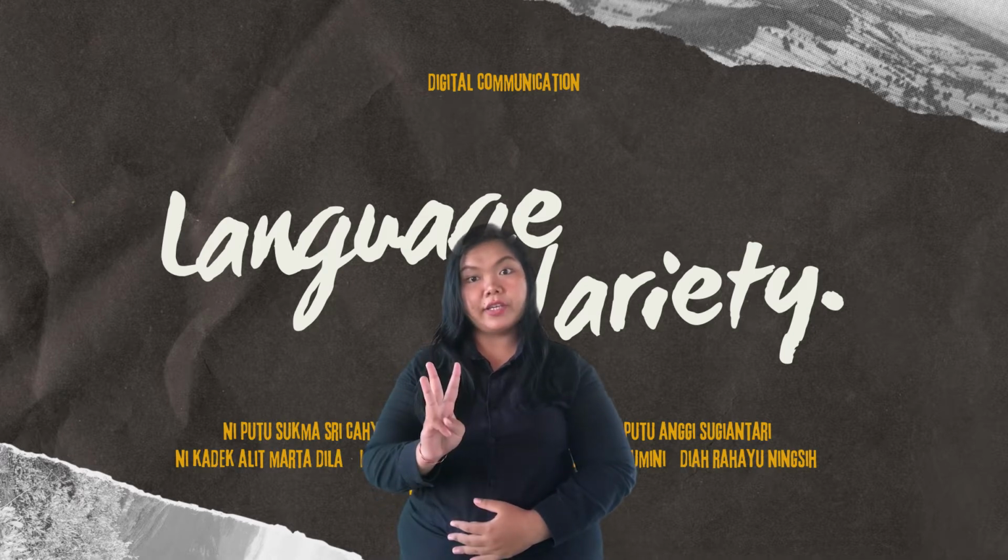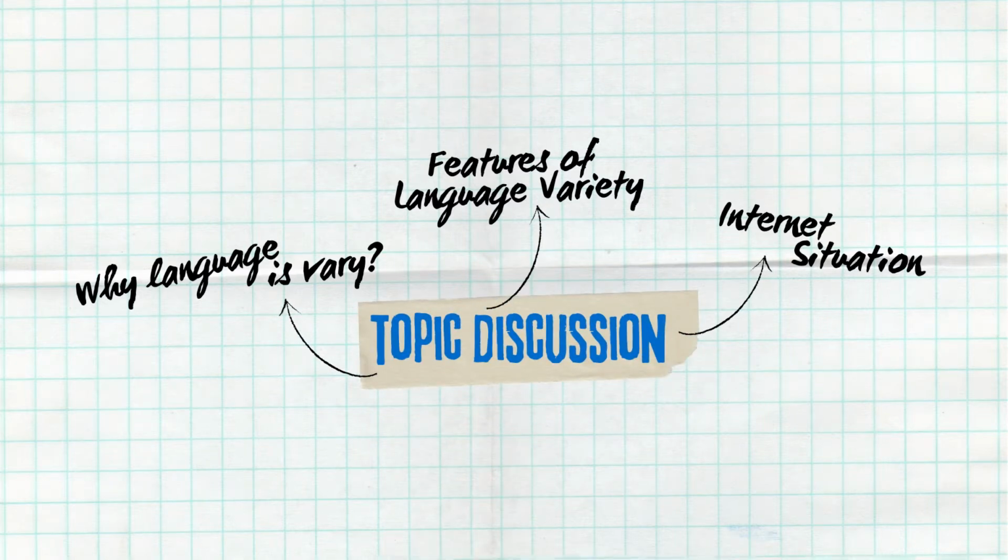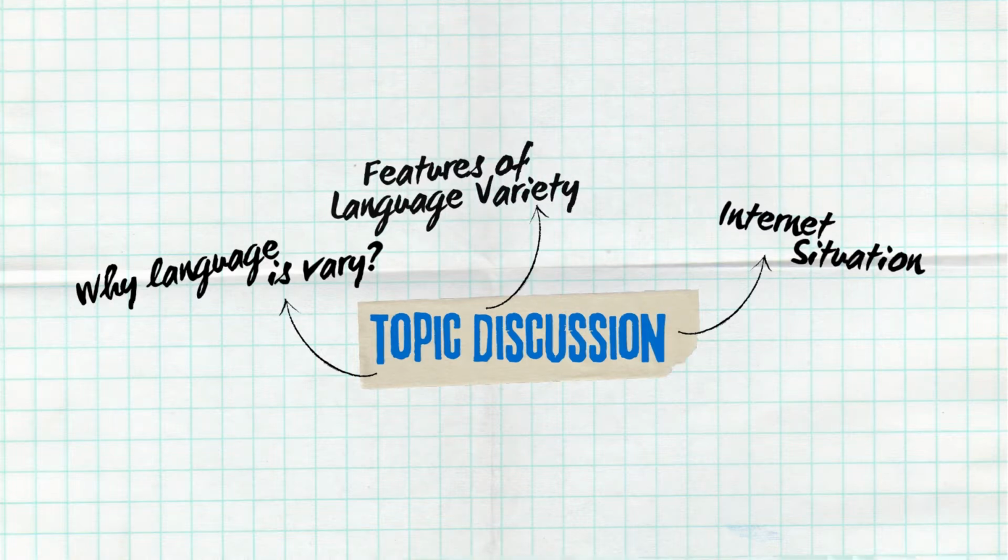We have three topics that we will present. The first topic is why language varies. The second is features of language variety. And the last one, internet situation. Now let's jump to the first topic.